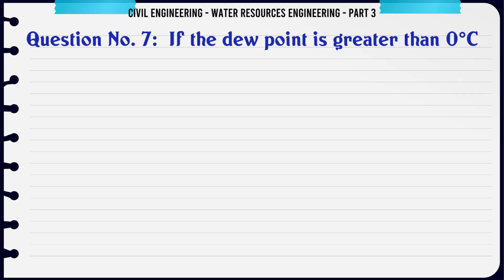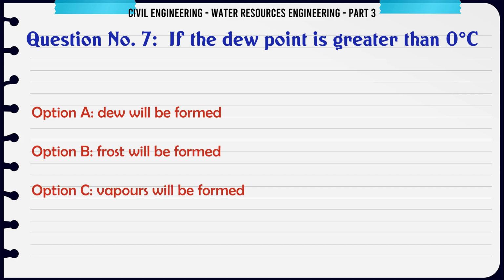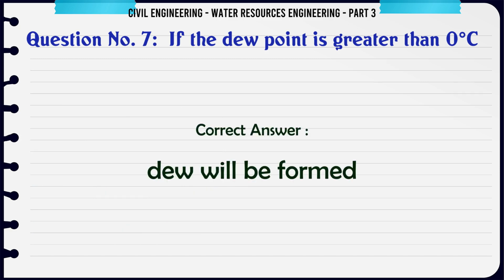If the dew point is greater than 0 °C: A. Dew will be formed. B. Frost will be formed. C. Vapors will be formed. D. Neither of these. The correct answer is dew will be formed.